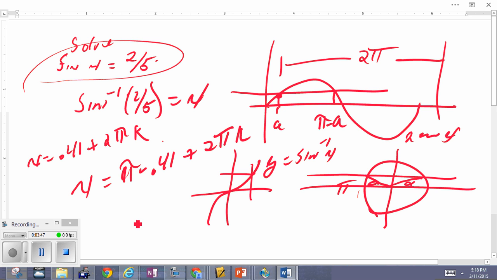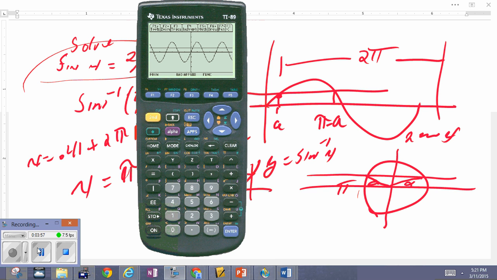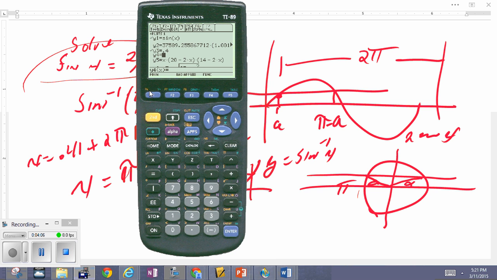Let's see that on the calculator to illustrate that. I'll set that up and come right back. Okay, so I'm back. I have graphed here the graph of the sine of x and the graph of 2/5, and of course you can see, as we would well expect, that they have infinitely many solutions. So we're going to find this second solution. We already confirmed that this is that 0.41.